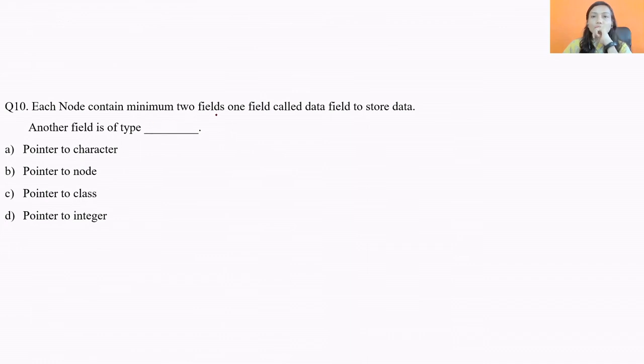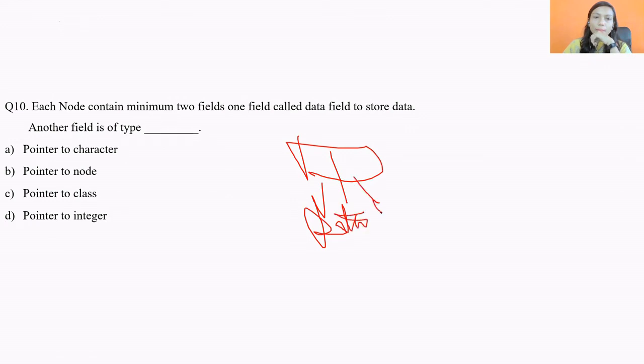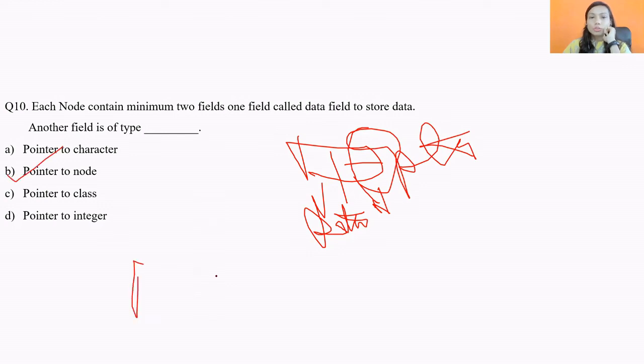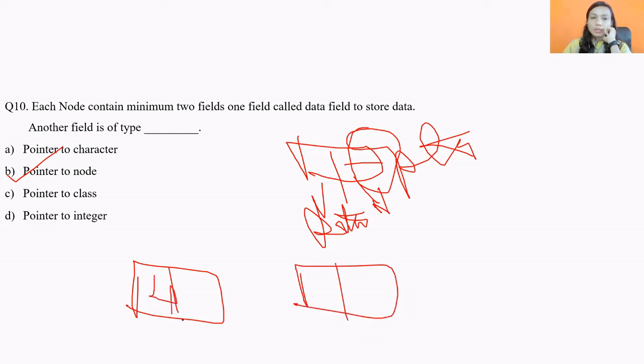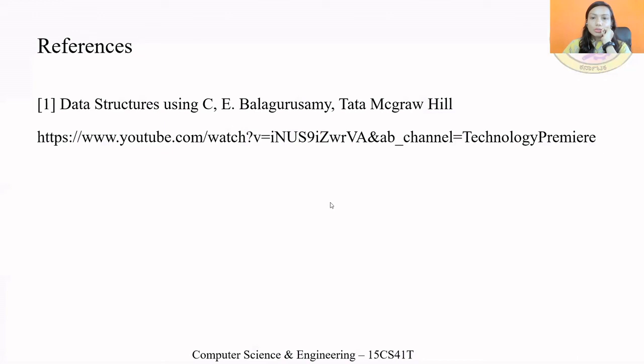Each node contains a minimum of two fields. One field is data, to store the data. Another is, next will be what? Pointer, no? Pointer to what? Next node. So the answer is pointer to a node. So each node will be like this. Just now you saw the animation also. So first will be here, maybe the location of this is 925. So it will be a pointer to this. 925, it will point to this. So we'll see some important questions also on this.